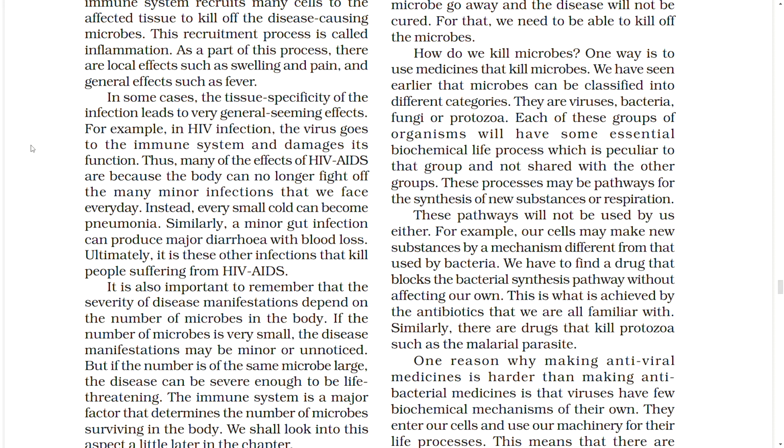It is also important to remember that the severity of disease manifestations depends on the number of microbes in the body. If the number of microbes is very small, the disease's manifestation may be minor or unnoticed. But if the number of the same microbe is large, the disease can be severe enough to be life-threatening. The immune system is a major factor that determines the number of microbes surviving in the body. We shall look into this aspect a little later in the chapter.